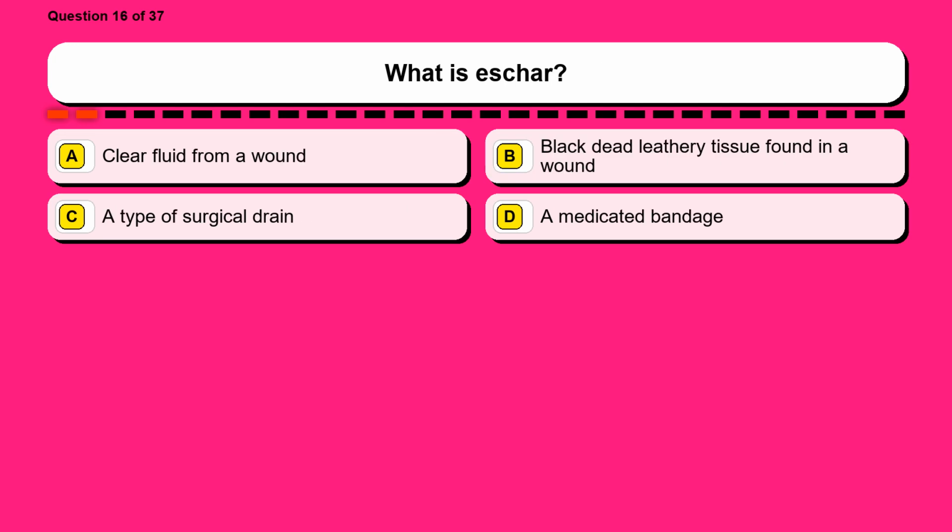Question 16. What is eschar? Option A. Clear fluid from a wound. Option B. Black dead leathery tissue found in a wound. Option C. A type of surgical drain. Option D. A medicated bandage.